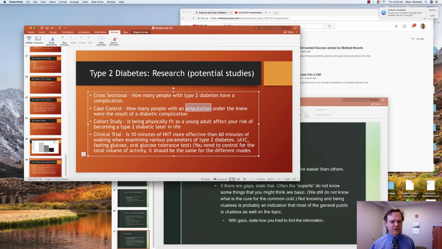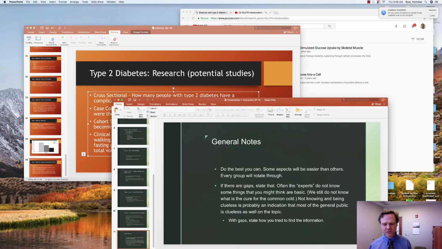And then a cohort study, look at physically fit young people, people like you, and see if they get type 2 diabetes over a lifetime. That's going to take time. And then a clinical trial looking at exercise and how that would affect different parameters of type 2 diabetes. So if you're administering some sort of intervention, you have a control group and you have an intervention group, and you're seeing how those compare. And I think that might be it.